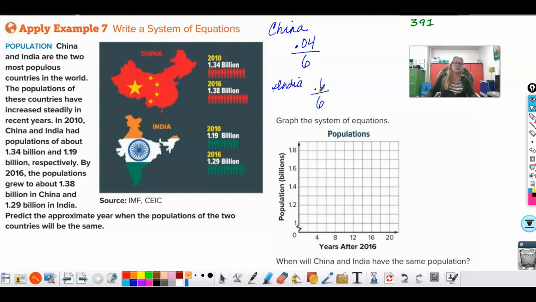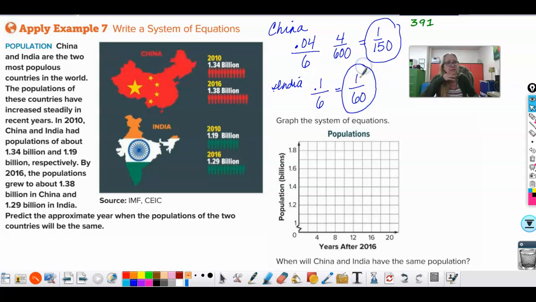Well, you're not supposed to have decimals and fractions. So you have to multiply top and bottom here by 100 to get rid of this decimal, which gives us 4 over 600. And reducing this, we get 1 over 150. This is the rate of change of the population of China. For India, we just multiply top and bottom by 10, and we get 1 over 60. So this is the rate of change of the population of India.